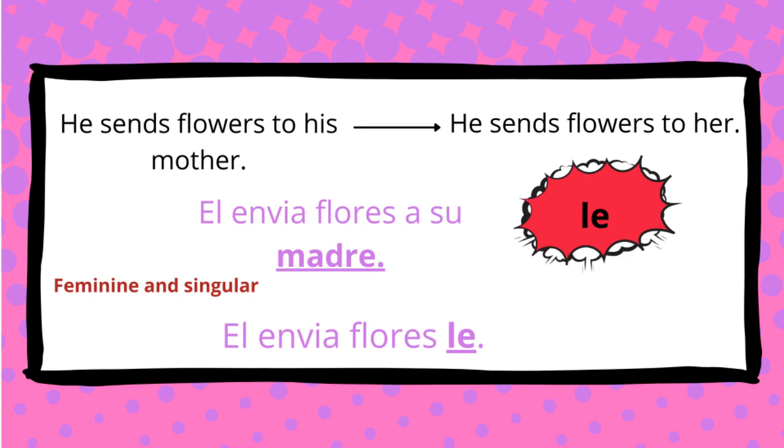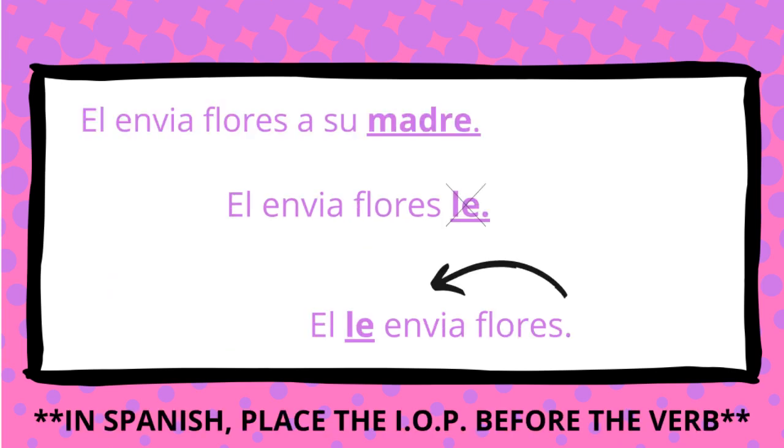Él envía flores le. Again, there's a mistake there. Do you remember what we have to do? You got it. In Spanish, we place the IOP or the indirect object pronoun before the verb. So let's move it over and it reads, Él le envía flores.